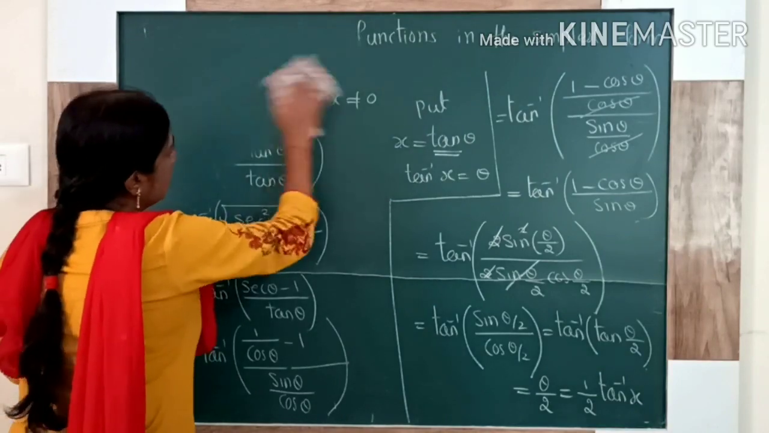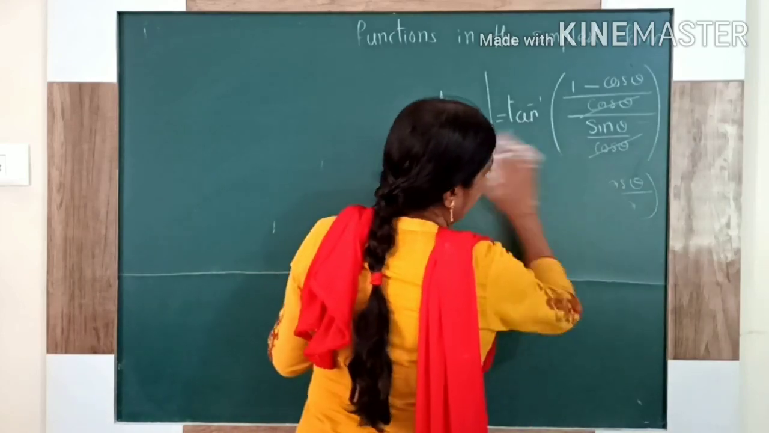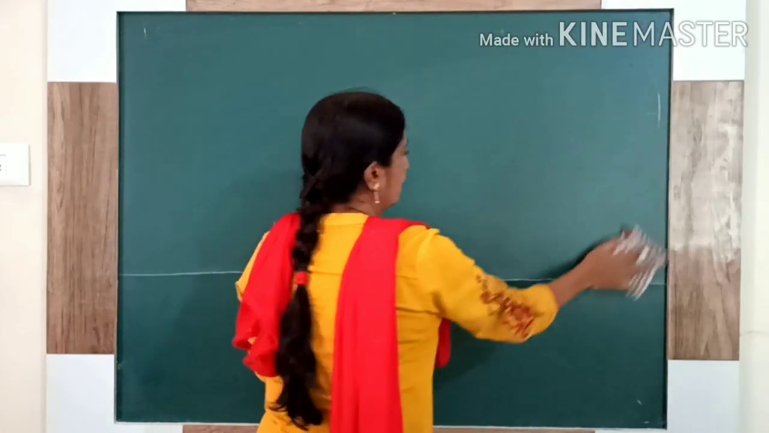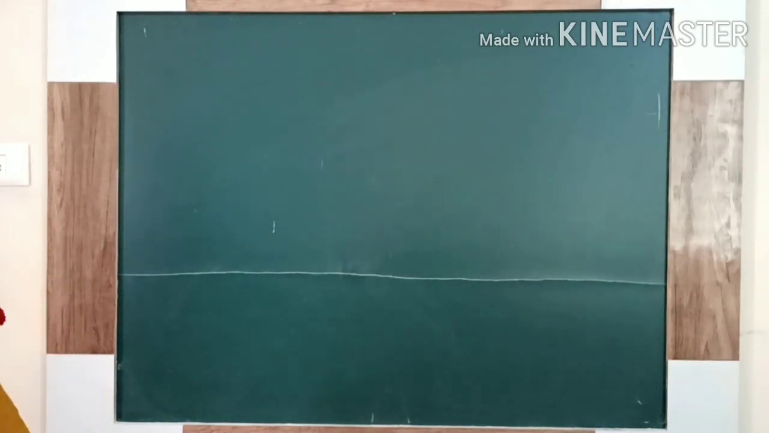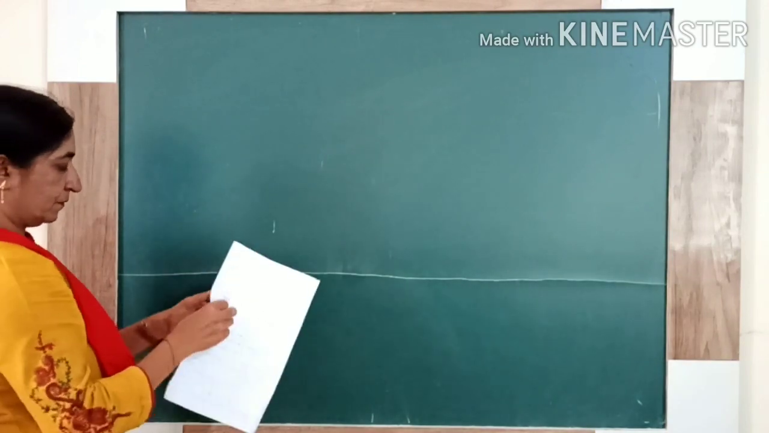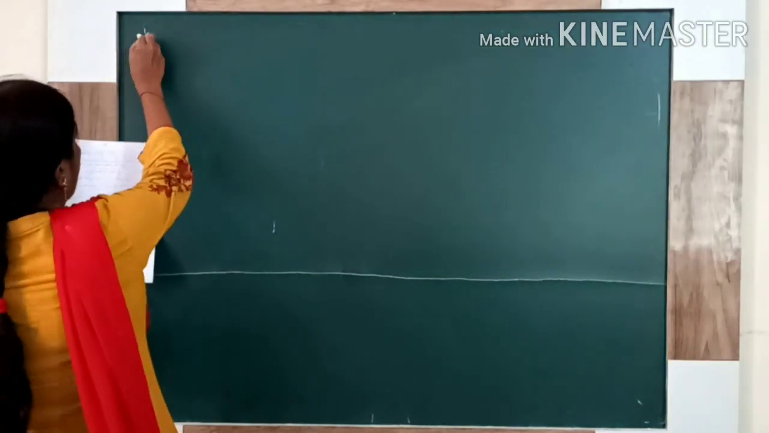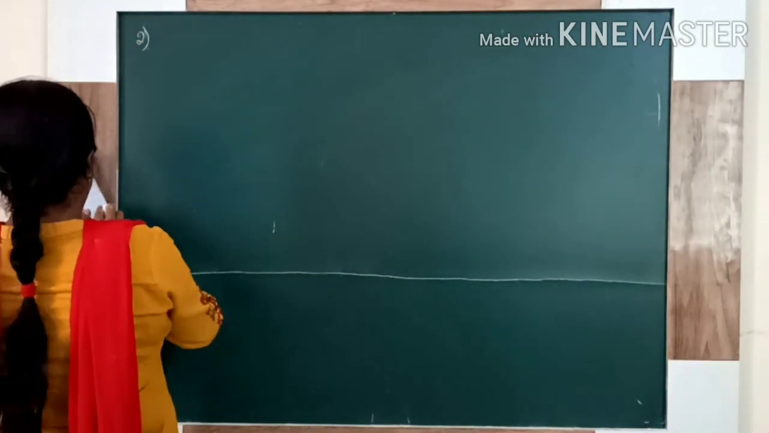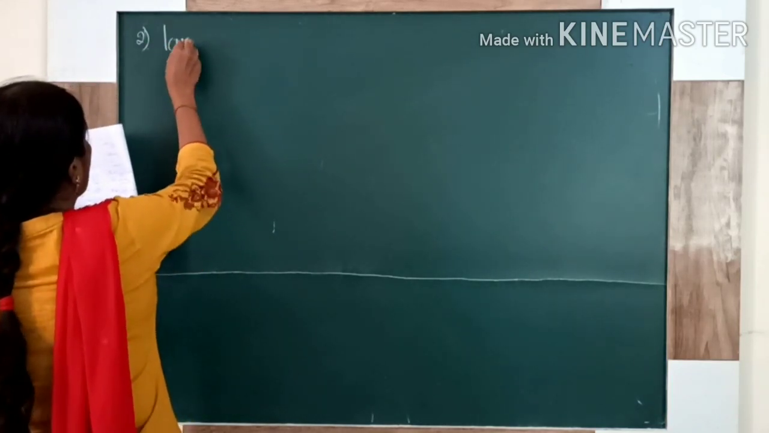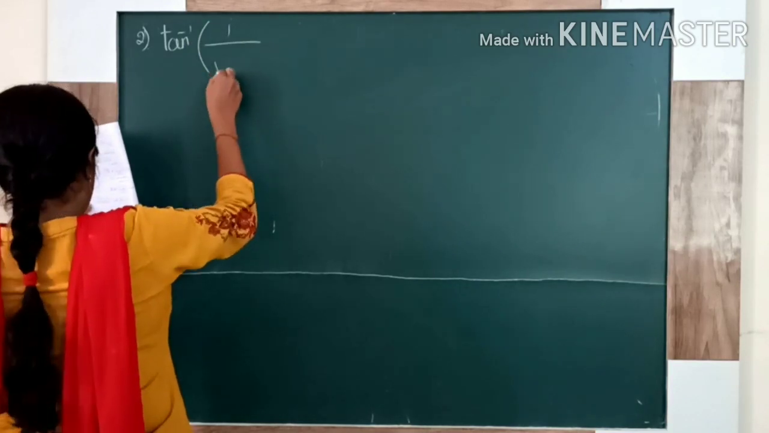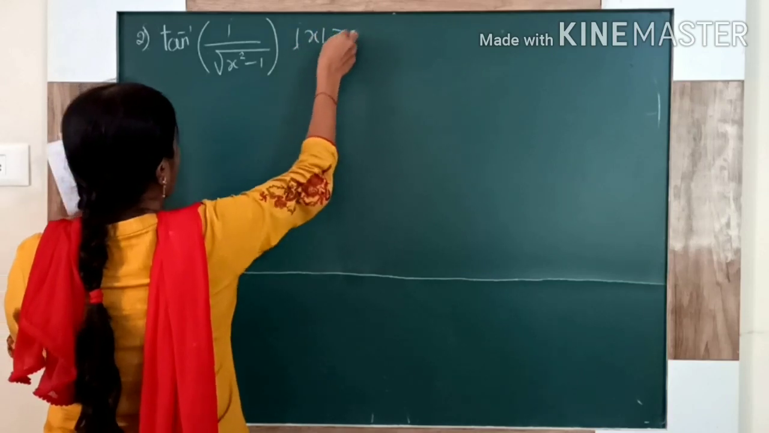Now I am moving to the next one in the same category. Write the following in the simplest form. Second example: tan inverse of 1 upon root of x square minus 1, x is greater than or equal to 1.